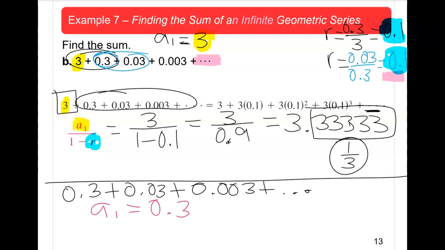So now my first term is 0.3. And what is my common ratio? Well, my common ratio is the same thing, because if I take the second term, 0.03, and divide it by 0.3, the second term divided by the first, I will get as well 0.1, or this is also 1/10. That's another way to look at it. So in fact, I would like to do that.